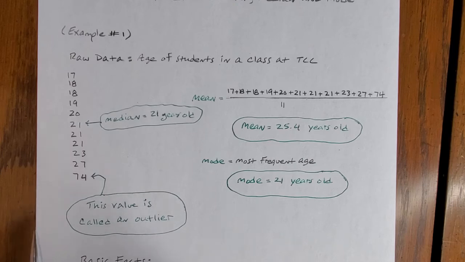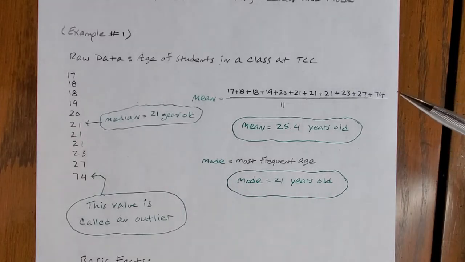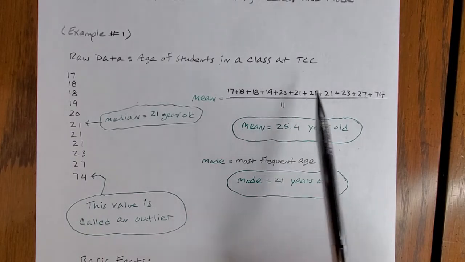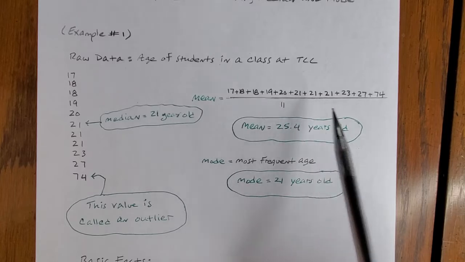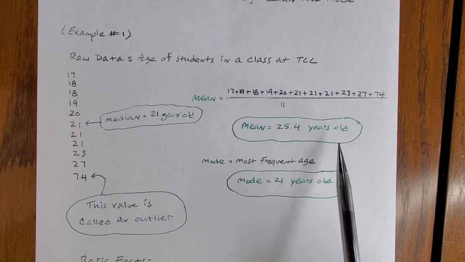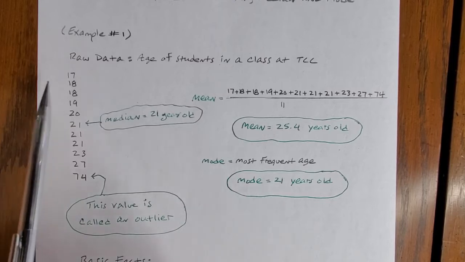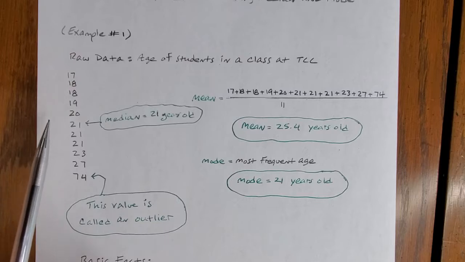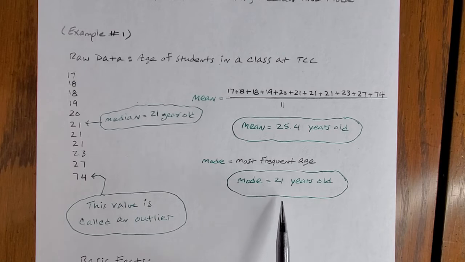Okay, so let's say I calculate the mean. How do we do that? You add up every single data entry and then you divide that number by how many data entries there are. So I'll get a mean age of 25.4 years old. And then the mode is the most frequent data entry. I see 18 twice, but then I see 21 three times. So 21 years old would be the mode.